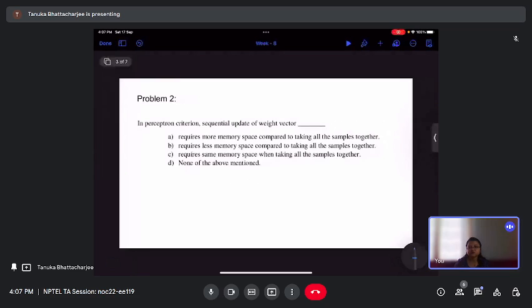So of course this will require less memory space, because you don't need to have all the samples and sum all the misclassified ones up. You just take one sample at a time and classify it, and based on that you update the solution vector or weight vector. So you need much less memory space as compared to taking all the samples together. That is basically the motivation for going into sequential update of weight vectors.